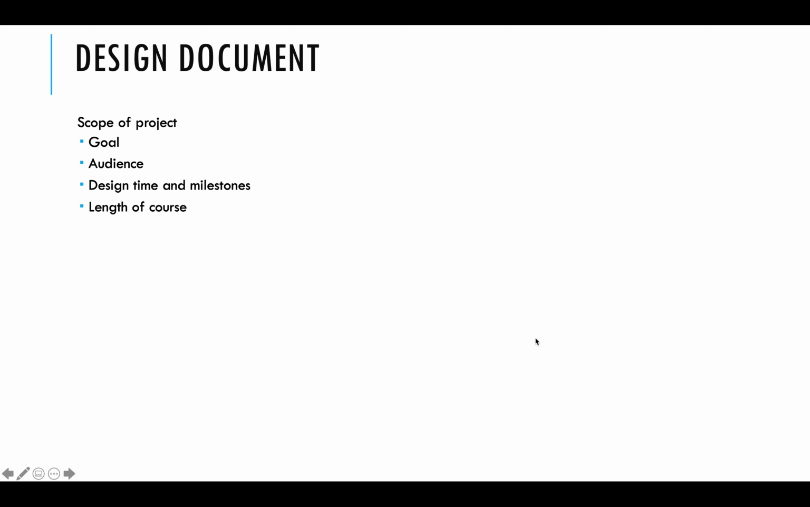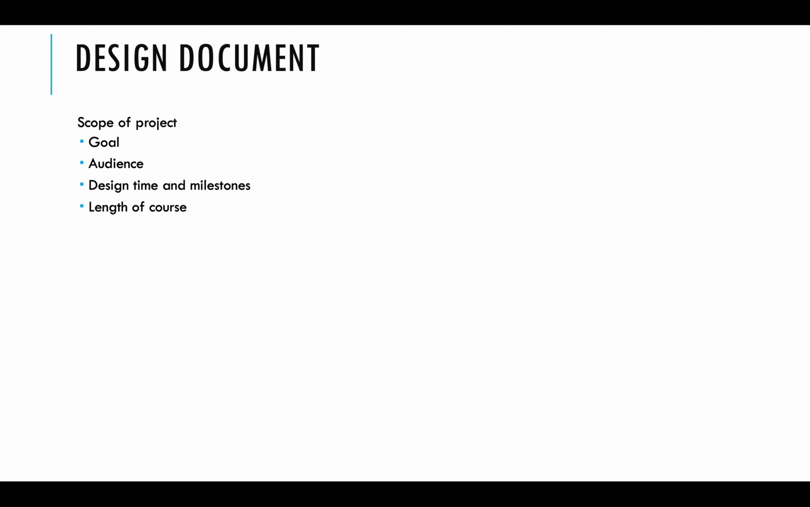Let's take a look at the requirements for the design document that is due at the end of Module 3. I'll go over each of the elements that have to be in the design document. So under scope of project, we're looking at the goal of this whole training module as such. So you will state that in one or two sentences.